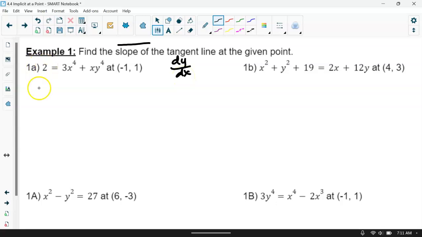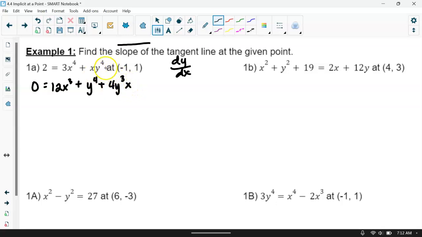So we've got the derivative of 2, which is 0. Remember, don't leave it as a 2 because we're taking the derivative. The derivative of a constant is 0. So 0 is equal to 12x cubed, then plus. Now notice we do have product rule. So we're going to take the derivative of x first, which is just 1. So that's 1 times y to the 4th, or just y to the 4th. Then plus, now we're going to take the derivative of y, which is 4y cubed times x.